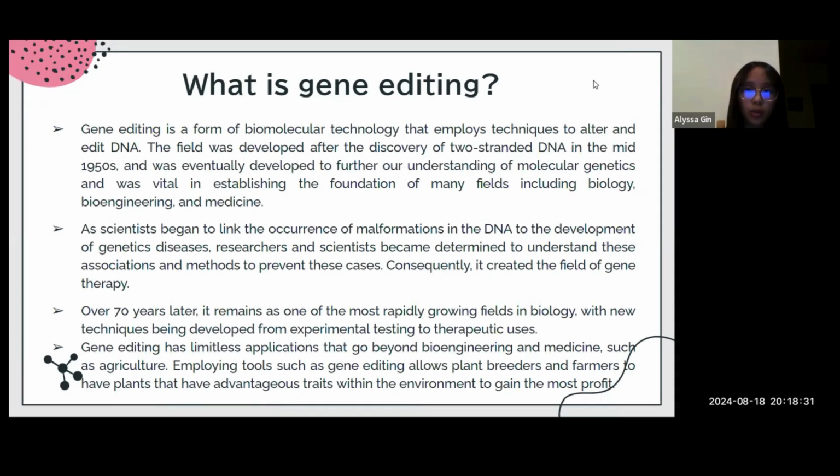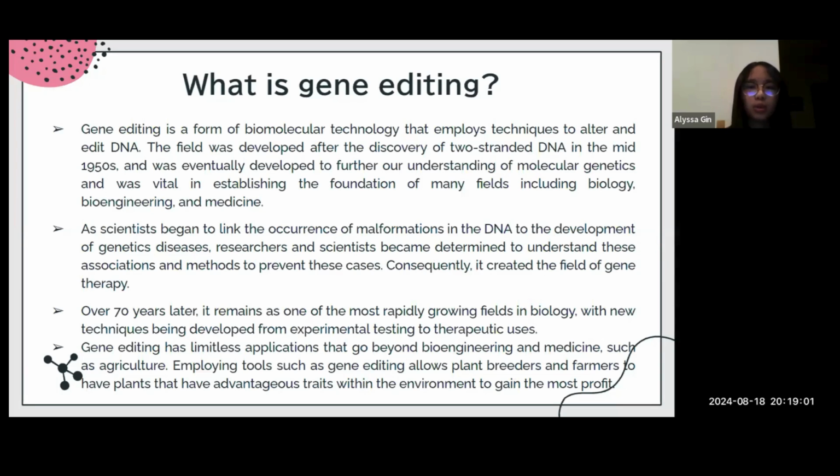So first of all, what is gene editing? Gene editing is a form of biomolecular technology that employs techniques to alter and edit DNA. The field was first developed after the discovery of the two-stranded DNA in the mid-1950s and was eventually developed to further our understanding of molecular genetics and was vital in establishing the foundation of many fields, including biology, bioengineering, and medicine.